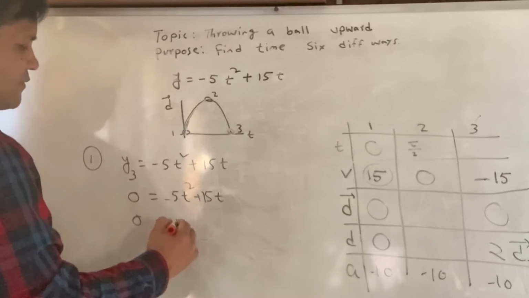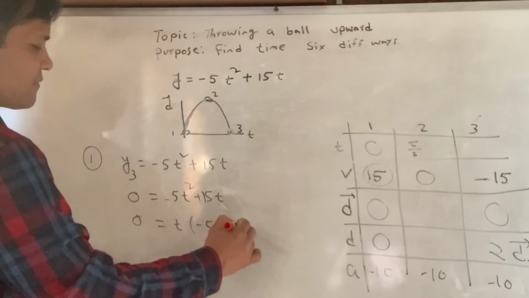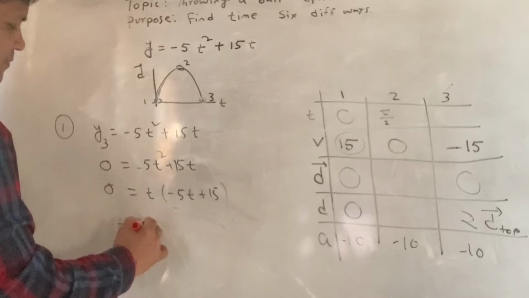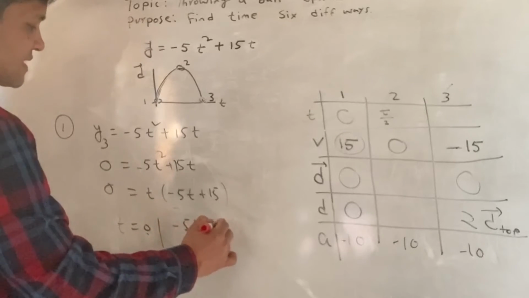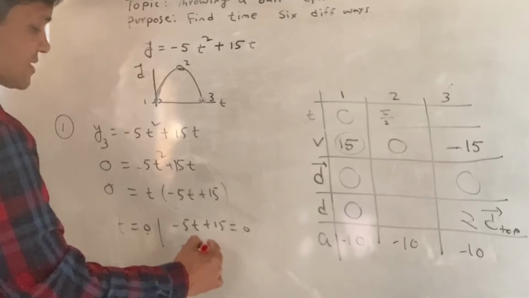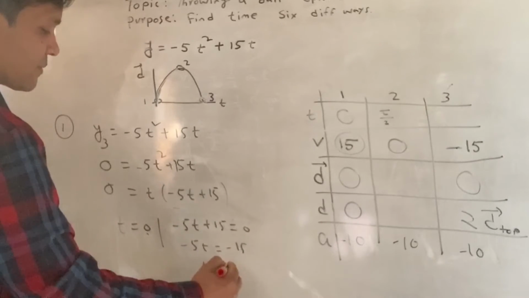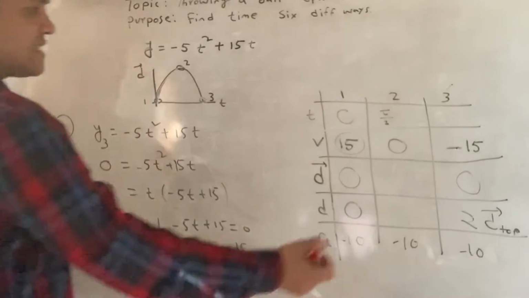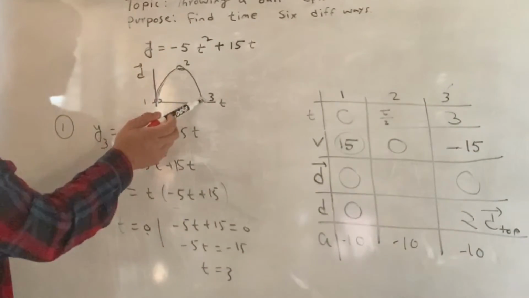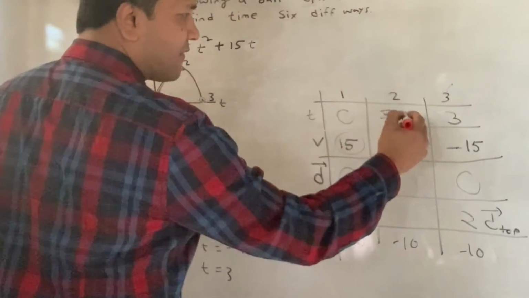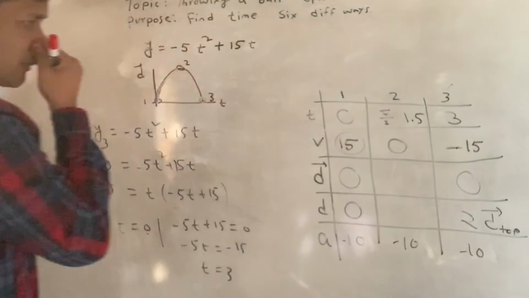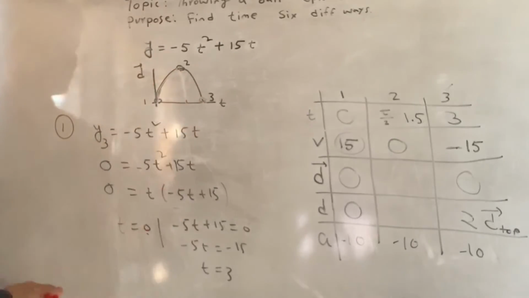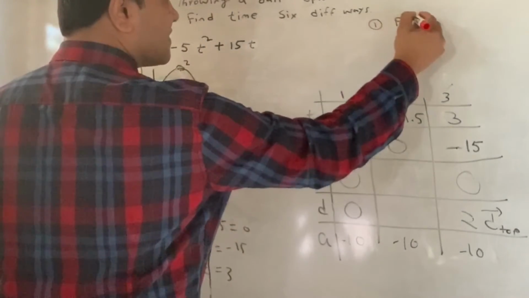If you factor out t, you get t times minus 5t plus 15. So t is equal to 0, and minus 5t plus 15 is equal to 0. So minus 5t is equal to minus 15, so t is equal to 3. So t is 0 in the beginning and t is 3 at location 3, and t is 1.5 over here because this is half the way. Alright, so number 1, we can use the position function.